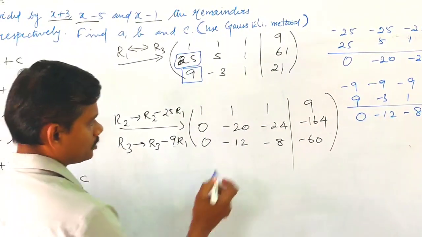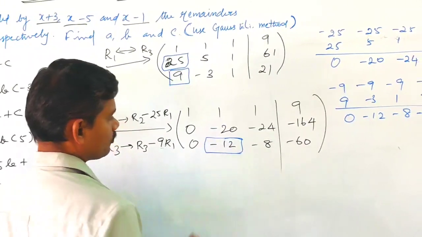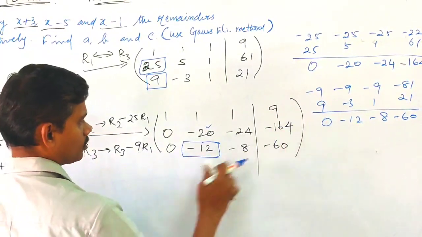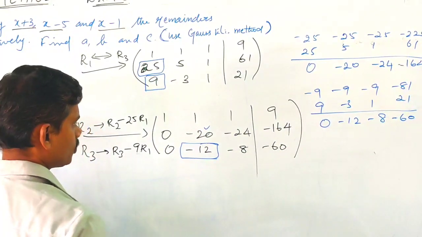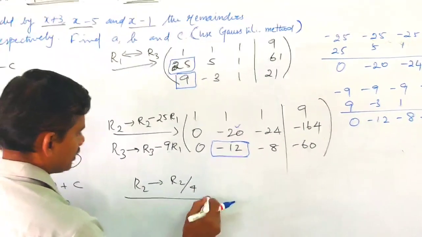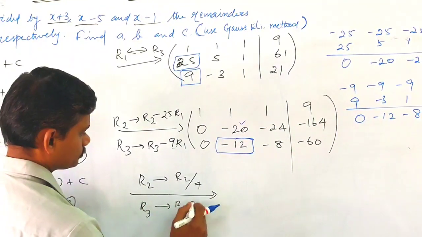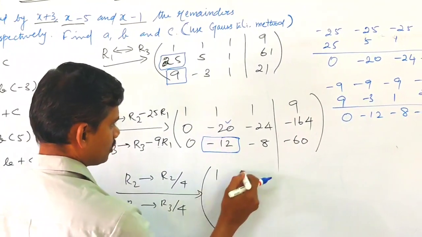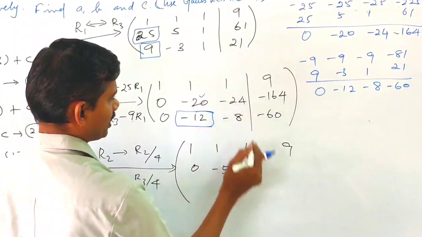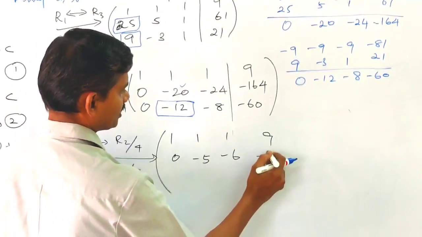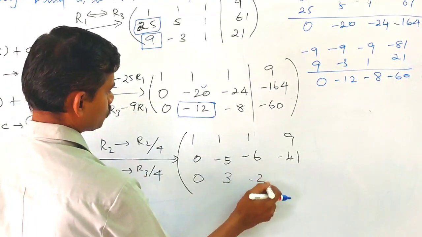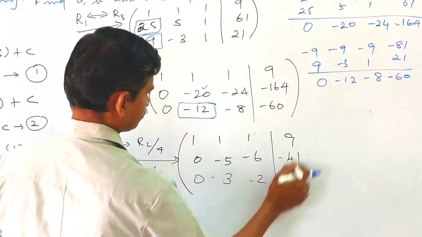Then I am going to make this element 0. For that I have to look at these elements. Here all the numbers are divisible by 4, and here it is also divisible by 4. So I am going to divide R2 by 4 and R3 by 4 to reduce these numbers. So 1, 1, 1, 9; 0, minus 5, minus 6, minus 41; here 0, minus 3, minus 2, minus 15.